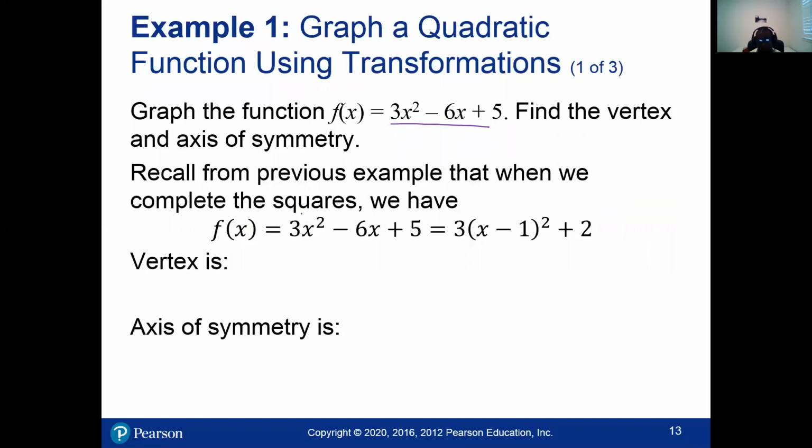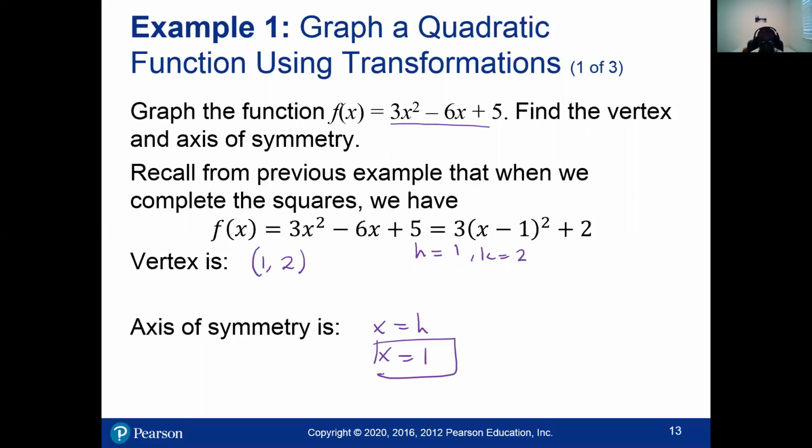Now we want to use that and find the vertex and the axis of symmetry. Recall from the example that this is how we got it. So in this case, what's my vertex? My vertex has coordinates (1, 2), where your h is 1 because it's minus, and your k is 2. Now what's the axis of symmetry? x is equal to h, that is x equals 1, because your h is equal to 1.